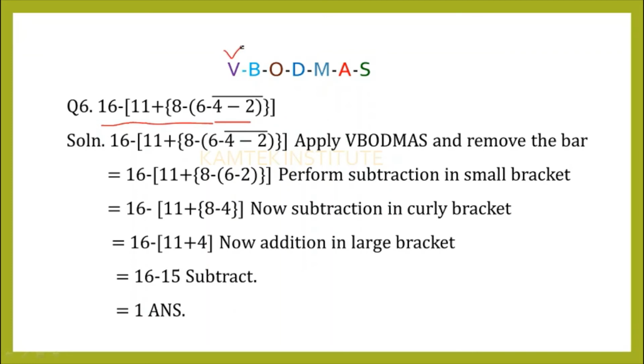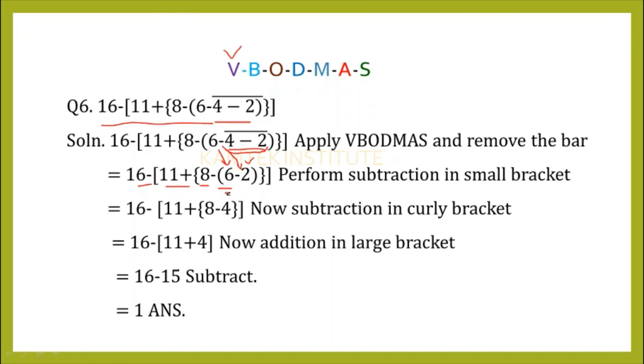We'll have to first do the operation of removal of bar. Okay, so this has to be resolved first. In the next step we write down 16 minus large bracket 11 plus curly bracket 8 minus small bracket 6. This 6 comes as it is, and this minus sign also comes as it is, and 4 minus 2 is 2 over here, and we close all the three brackets.